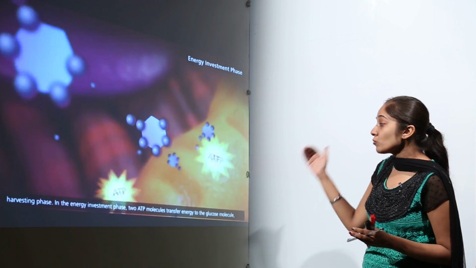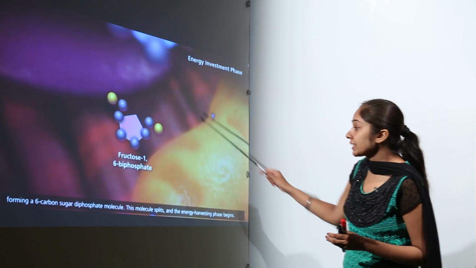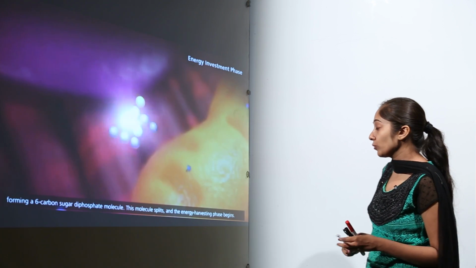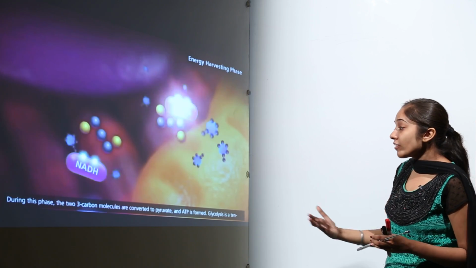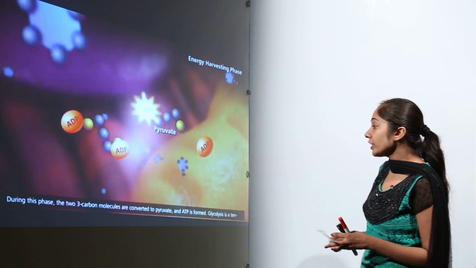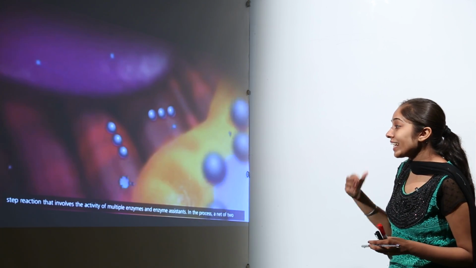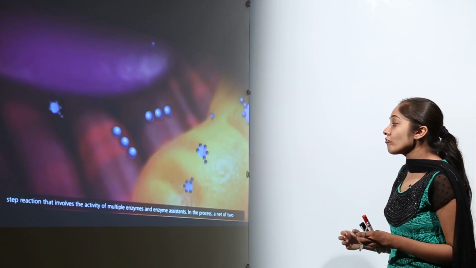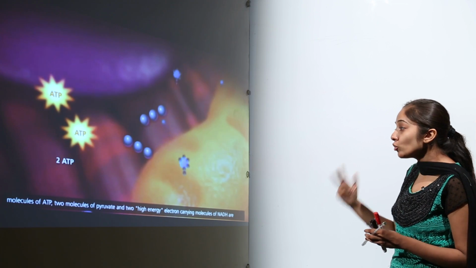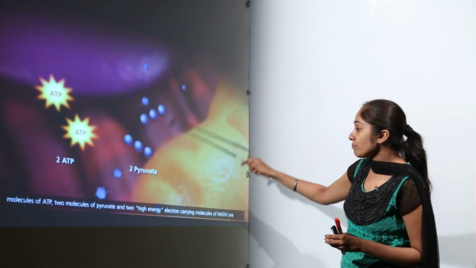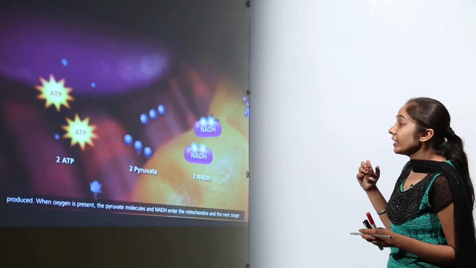So what happens in the energy investment phase? 2 ATP molecules transfer energy to the glucose molecule, forming a 6 carbon sugar diphosphate molecule, and this molecule splits and the energy harvesting phase begins. During this phase, the 2, 3 carbon molecules are converted to pyruvate, and ATP is formed. Glycolysis is actually a 10-step reaction that involves the activity of multiple enzymes. In the process, a net of 2 molecules of ATP, 2 molecules of pyruvate and 2 high energy electron carrying molecules of NADH are produced.